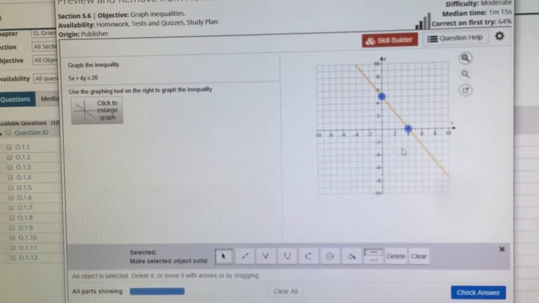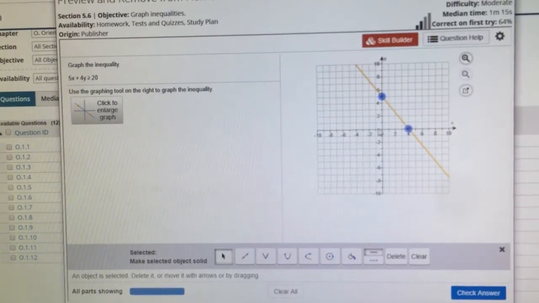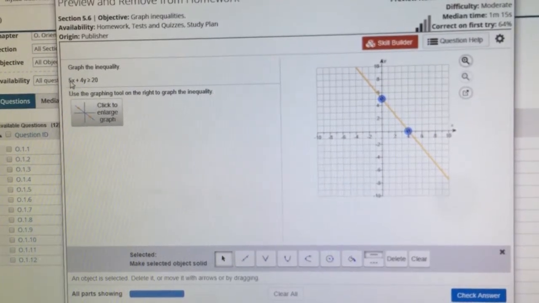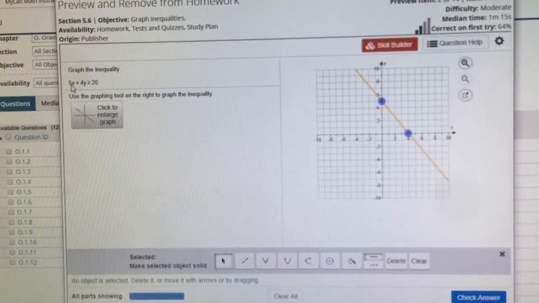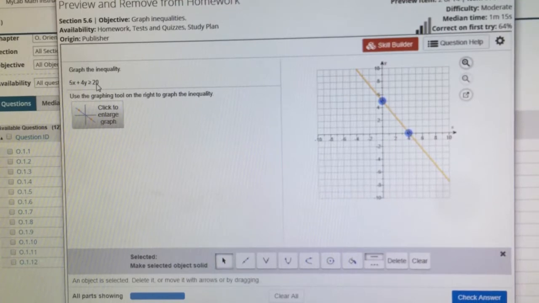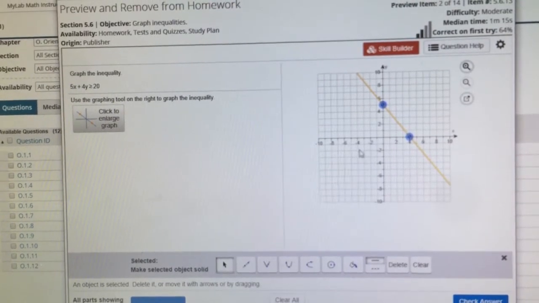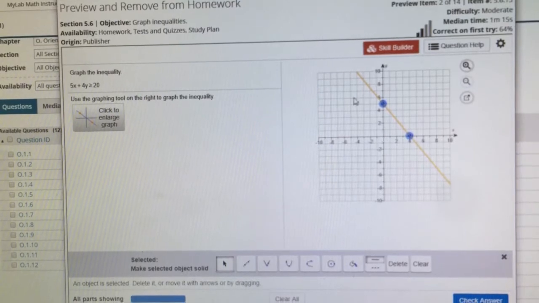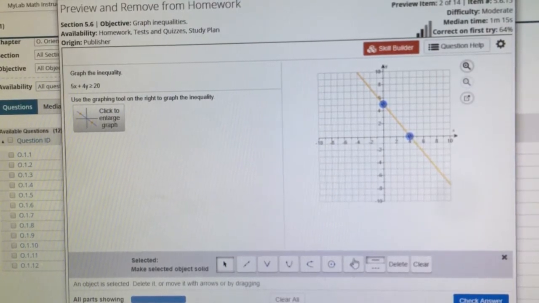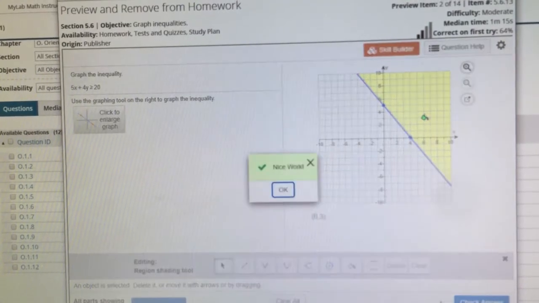Now how do we determine that? Well, I got to try a test point, and the easiest test point is 0, 0. So I'm going to put 0 in for x and 0 for y, which means I'll have 0 plus 0. Is that greater than 20? No, it's not. 0 is not greater than 20. So that means my test point fails, which means this side is not shaded. It's this side over here. So I'm just clicking the little paint thing here, shade this side right here, and there you go.